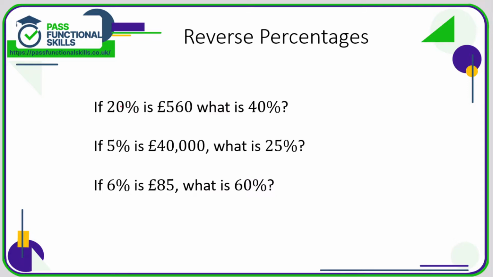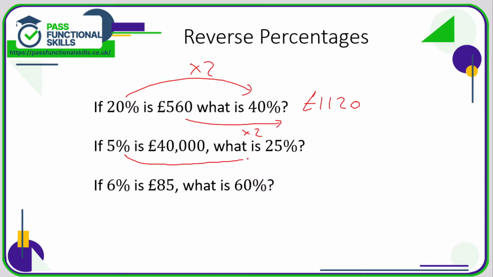So some more easy ones. Here we want to work out 40% when we know 20%. Well, 40% is double 20%. So what is double 560? It's 1,120. Here we're going from a 5% to a 25%. Well, that is 5 times greater. So if 5% is 40,000, then 25% is 5 times 40,000, which is 200,000.